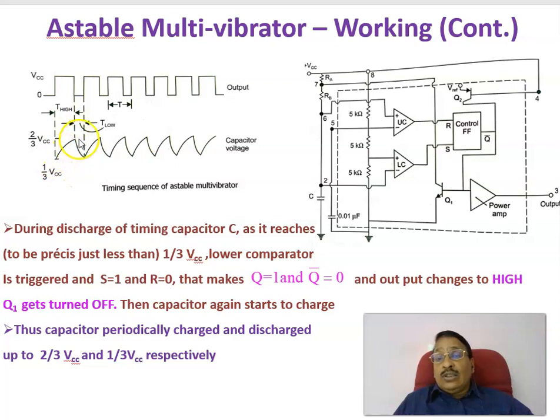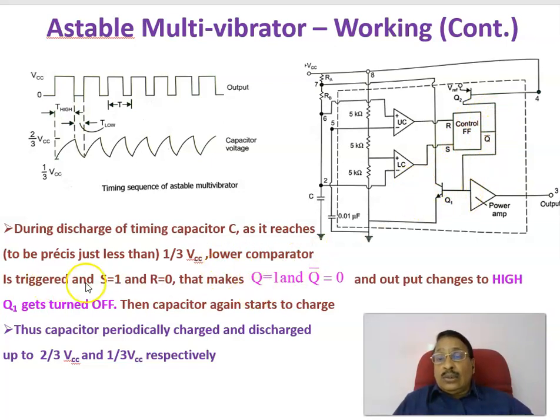Continuing the working of the astable multivibrator, as I already explained, the capacitor is charging from 1/3 VCC to 2/3 VCC. During that period, you will be getting a high output voltage, and from 2/3 VCC to 1/3 VCC it discharges through this RB and through this transistor. During discharging of C, as the voltage goes just below 1/3 VCC, S is high, or Q will be high, or Q bar is low, and the transistor gets turned off.